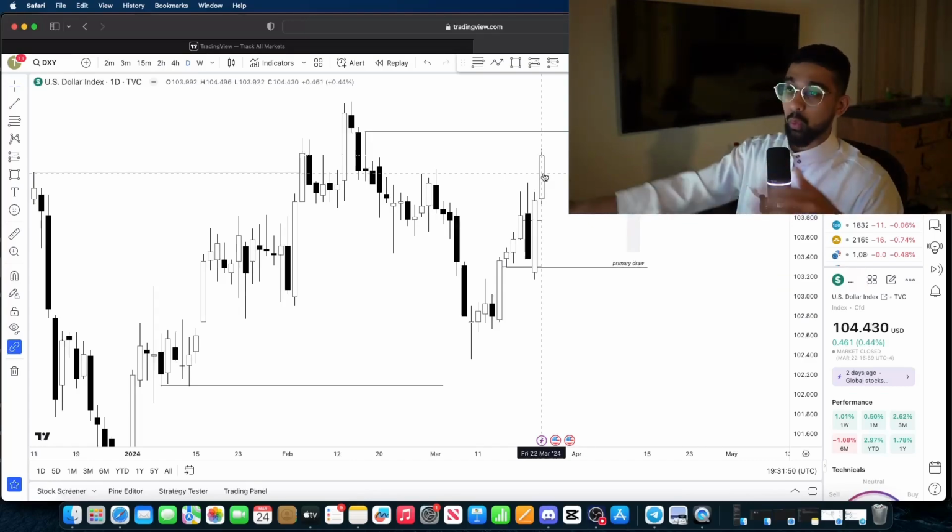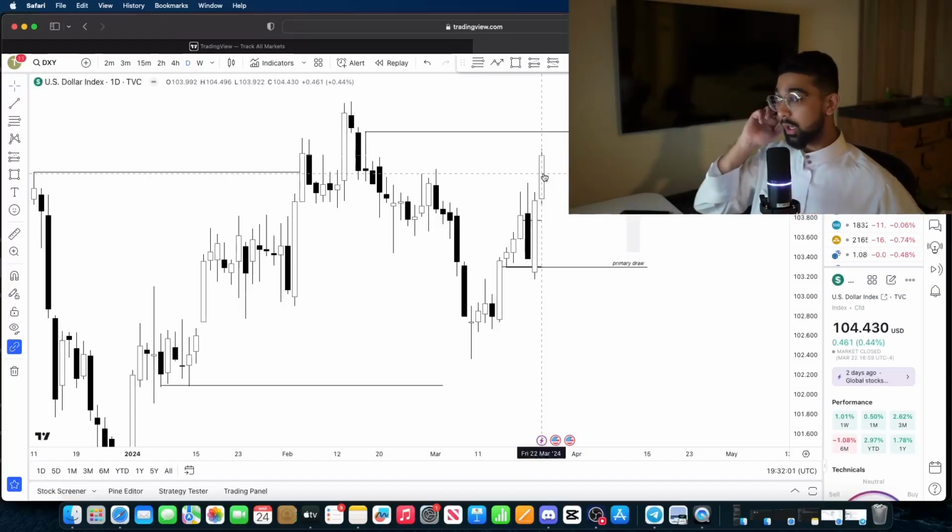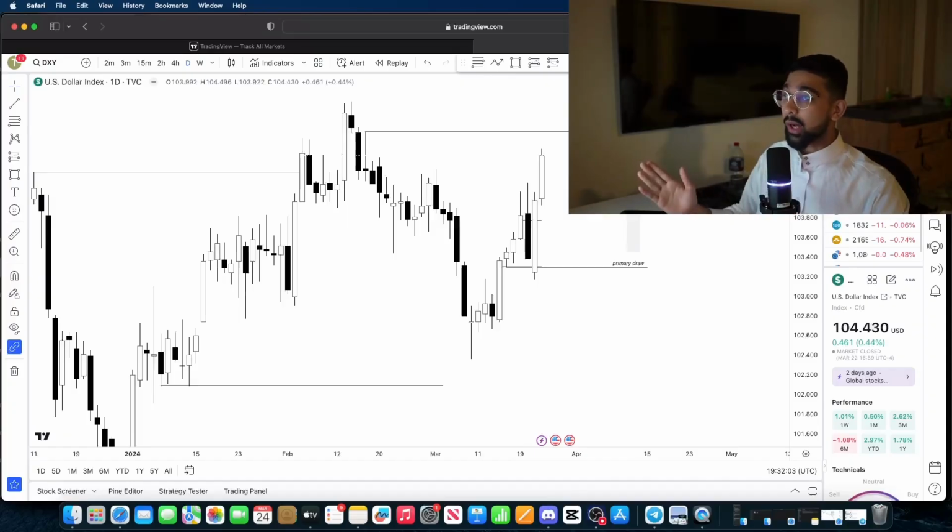Look at the array. Where's primary draw? Okay, when does primary draw get tagged? Does it get tagged on Tuesday? Does it get tagged on Wednesday? Does it get tagged on Thursday? This is most likely where you're looking for low or high of the week. Now, what else did I say?